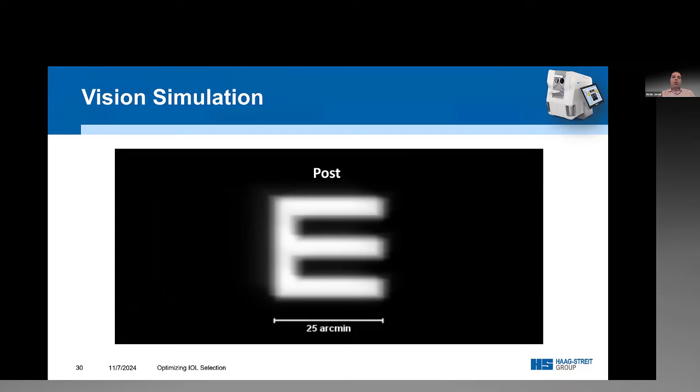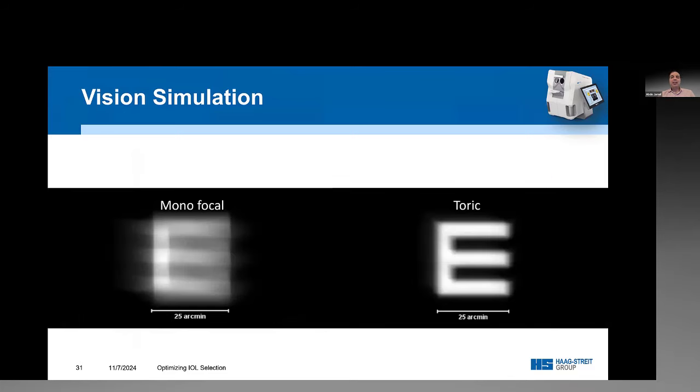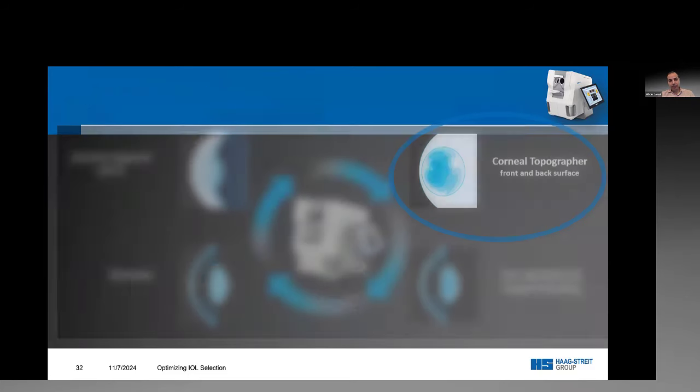And also, we demonstrate the anticipated vision post-surgery. At this stage, with vision simulation, we can discuss different treatment options with the patient and involve the patient in the IOL selection process, where surgeons are able to set the right expectations.